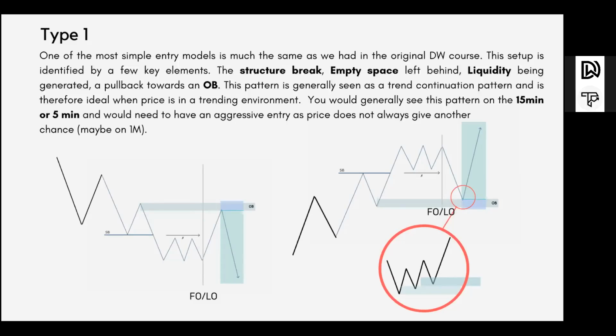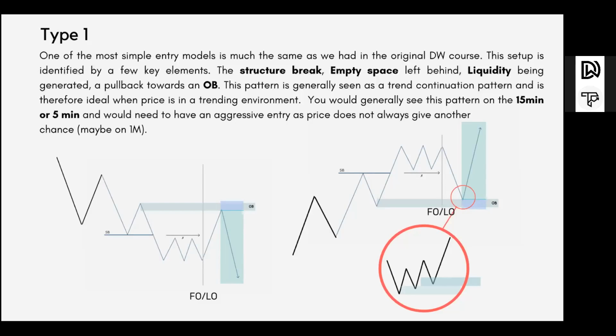This pattern is generally seen as a trend continuation pattern, and is therefore ideal when price is in a trending environment. So keep that in mind. When we see price is clearly trending on the 1 hour and 4 hour, this pattern is ideal, because more often than not, this pullback will either create an equal high or equal low on the 1 hour, or it will create that wick to the upside and the flush towards the downside, or it will just create a clear lower high or higher low on the higher time frames.